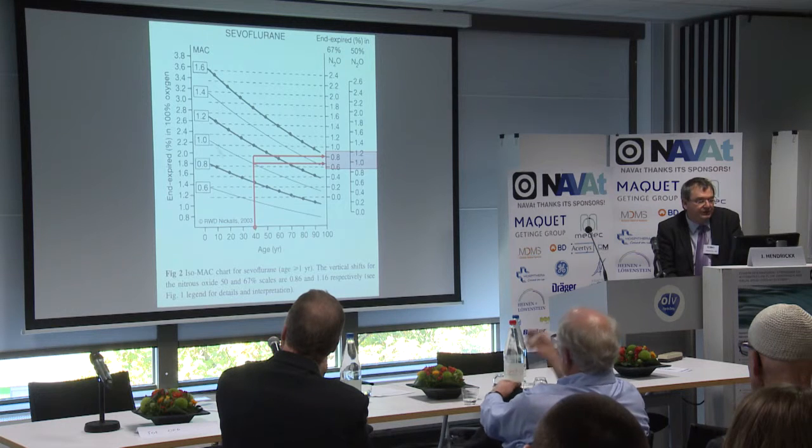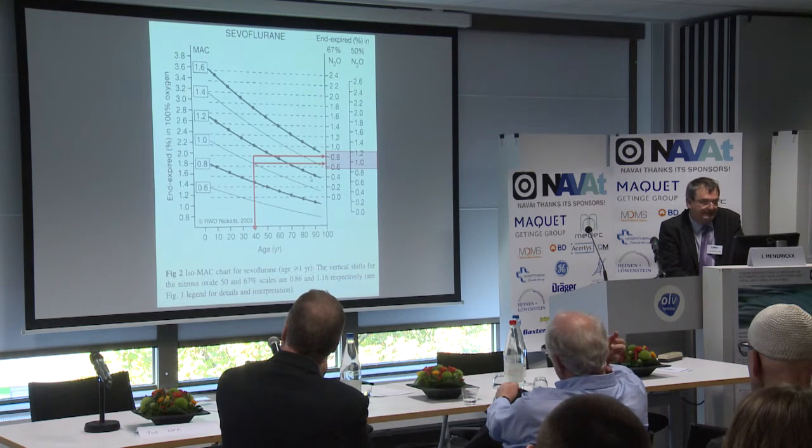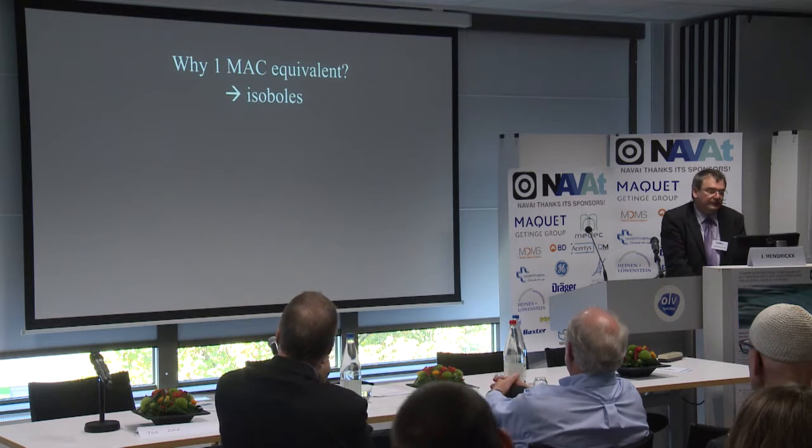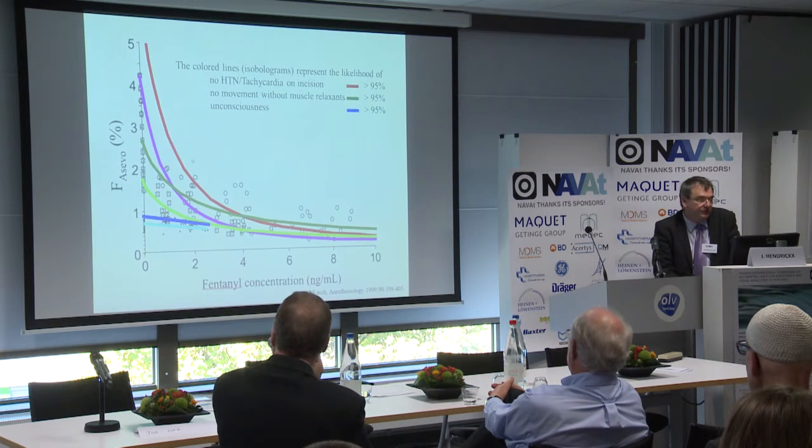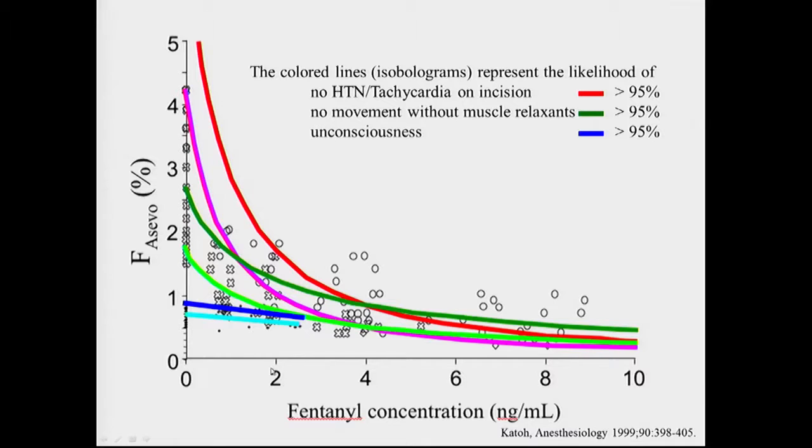And together this will give me 1 MAC. Now the nice thing, of course, why 1 MAC? So why 1 MAC? Then we have to go back to Ricard's lectures over the last few years and say a word about isobols. This is the fentanyl concentration in the blood in nanograms per milliliter. This is the end-expired concentration of sevoflurane. And this is the target you're going to have to dial into your anesthesia machine.